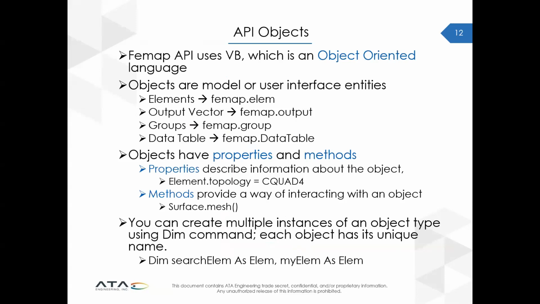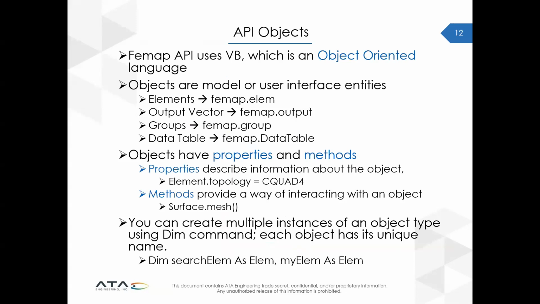A lot of times you want to create multiple instances of an object type. So you may want to have a search element and then a different element in the same code. The way you deal with that is you can give them names. By giving the object a unique name, each of them has its own set of properties, and you can act on them independently using the methods. It just allows you to organize your code and know what you're talking about.